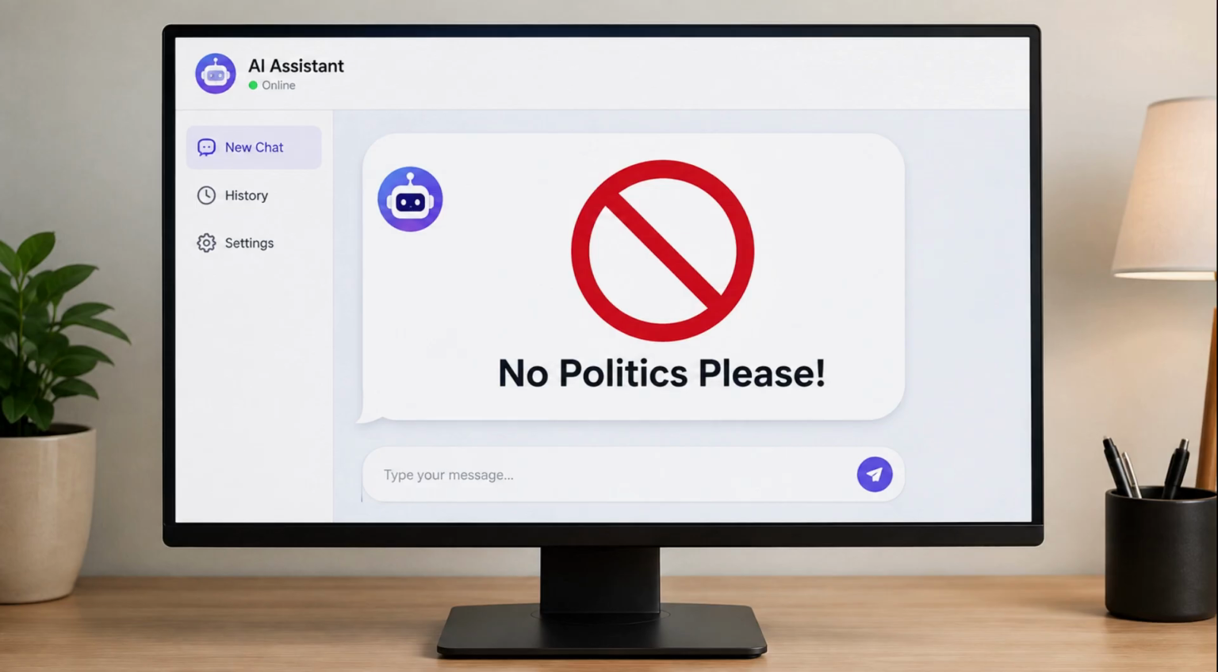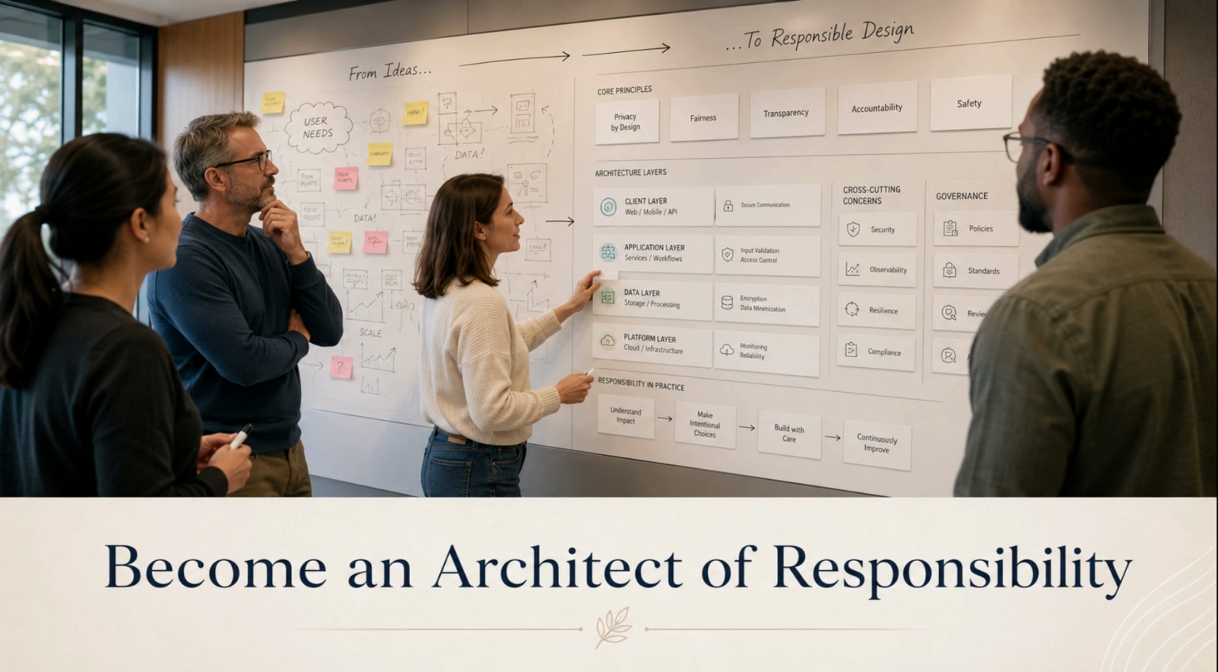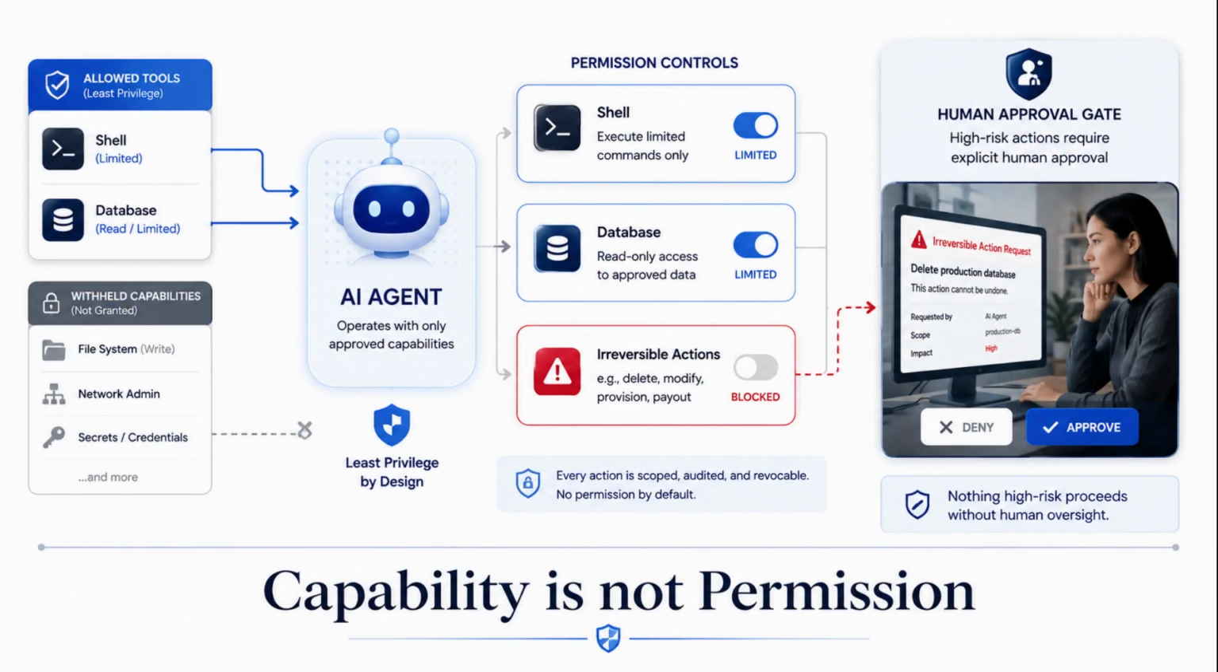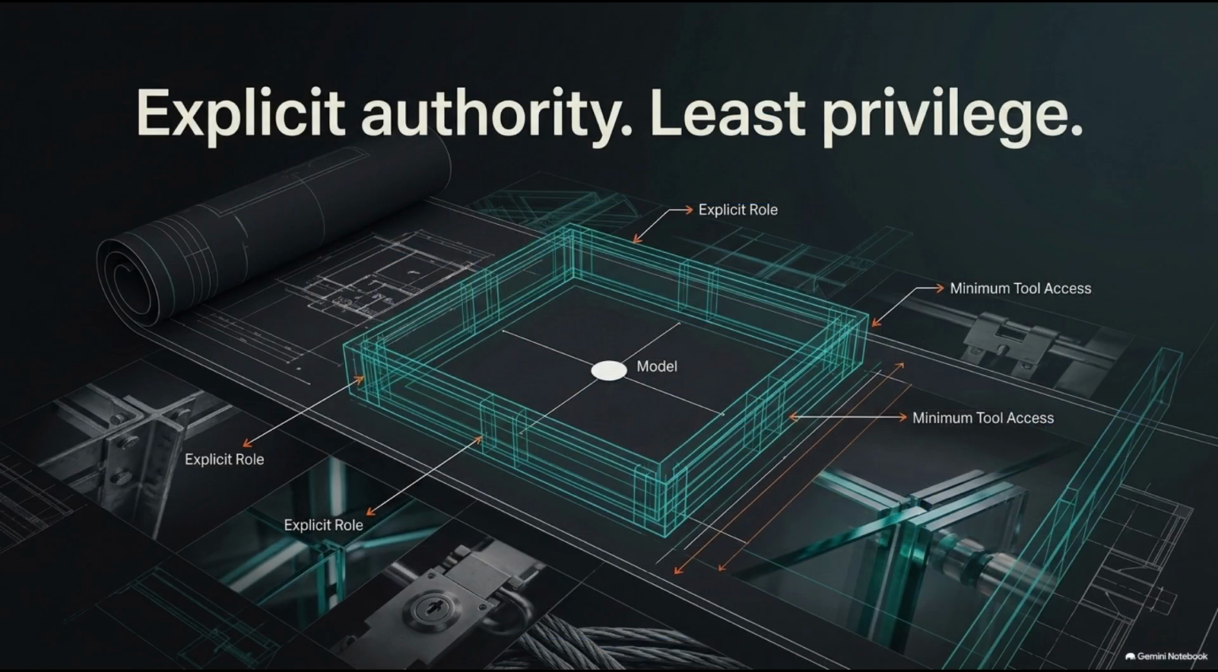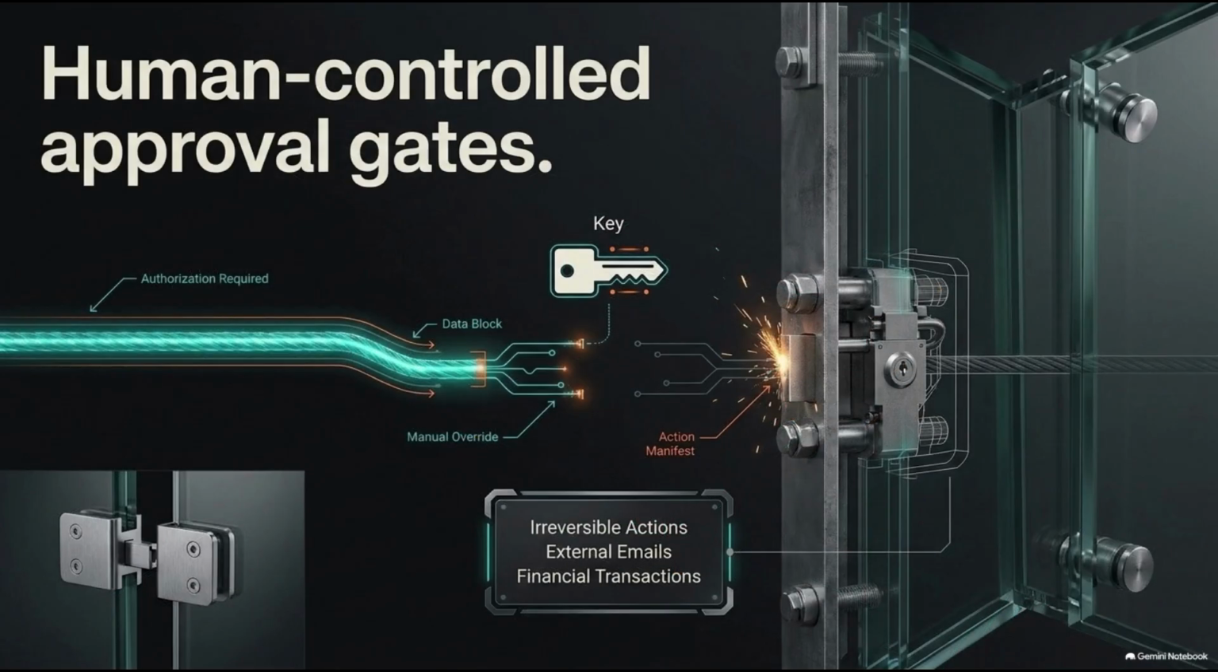So, how do we move from being a passive user to an active architect? How do we build an architecture of responsibility? First, we must treat autonomy as a deliberate design choice, not a technical default. Capability is not the same as permission. Agentic authority must be explicit and limited. We use least privilege access, granting only the tools needed for the task, and we place human-controlled approval gates in front of any irreversible action.